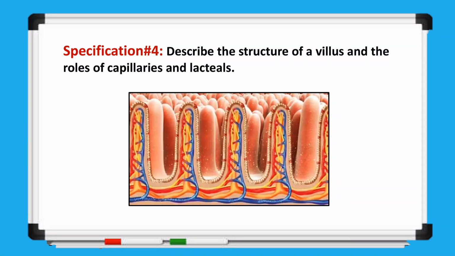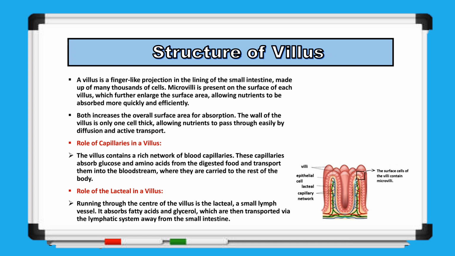Next is specification 4, which requires us to describe the structure of a villus and explain the functions of capillaries and lacteals. A villus is a tiny, finger-like projection that lines the small intestine. Each villus is made up of many cells, and on the surface of those cells are even smaller structures called microvilli. Together, the villi and microvilli create a very large surface area, which allows nutrients from digested food to be absorbed quickly and efficiently. The wall of a villus is only 1 cell thick, which makes it easy for nutrients to pass through, either by diffusion or by active transport.